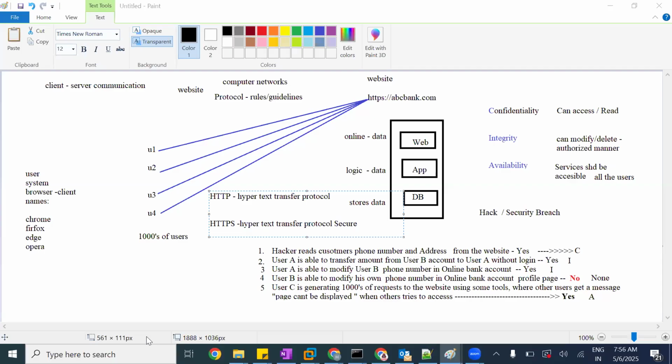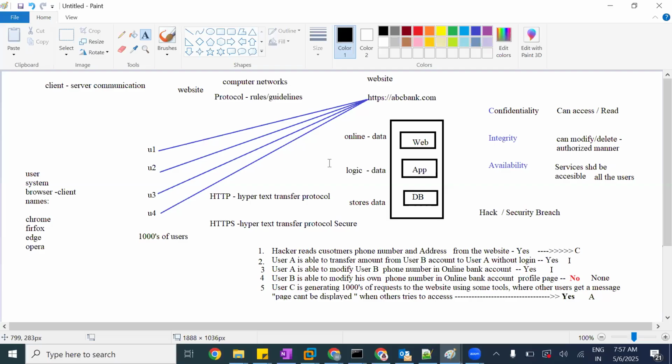HTTPS is a secure protocol. HTTP is not secure. Why is it not secure? Because it doesn't involve encryption. HTTP doesn't use encryption. That we'll discuss further in today's session. What is the difference between HTTP and HTTPS? For now, just remember websites communicate with the help of HTTP and HTTPS, and among these two, HTTPS is secure.